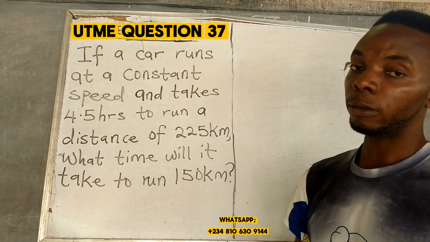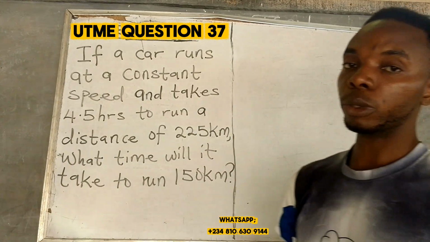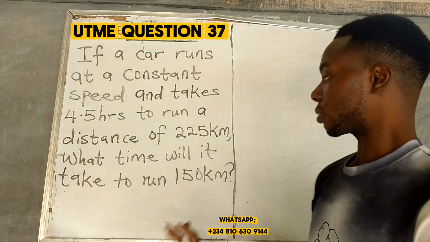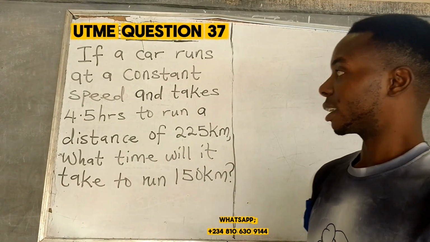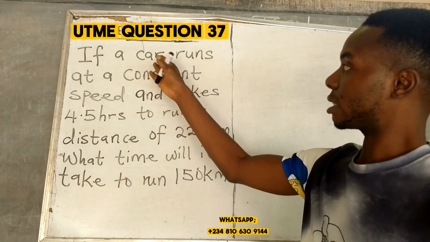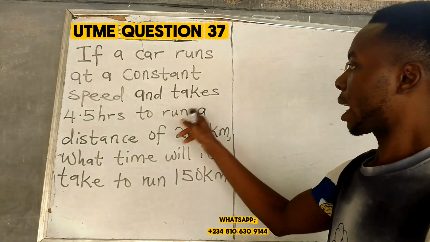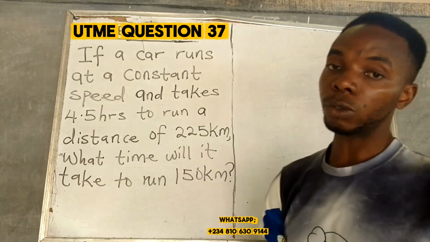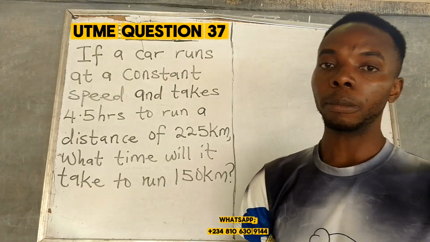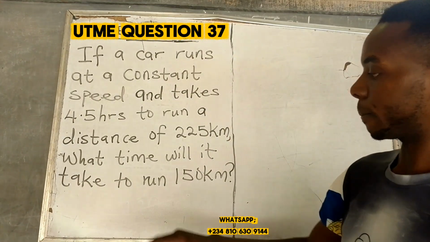Now, we are given this kind of question. You were not told if it is direct proportionality or inverse proportionality. Since you are not told which, you read the question and understand it first. From the question, the car runs at constant speed. Since it's constant speed, as the time increases, the distance also increases. That means the time and the distance are directly proportional.